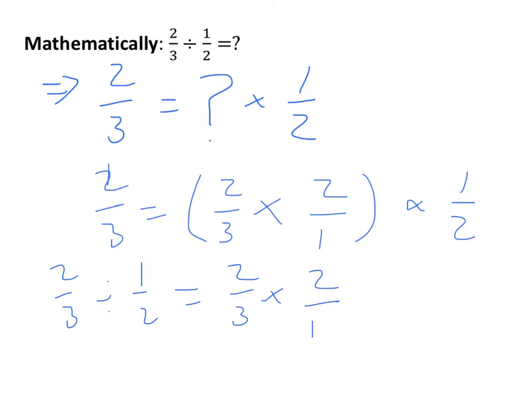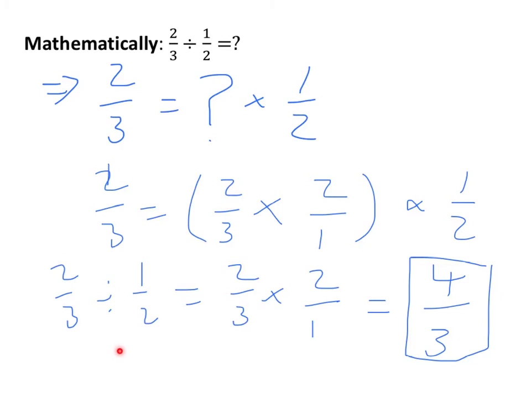Now what does that do for me? Well, this is multiplication of fractions. We already know how to multiply fractions. You multiply the numerators, you multiply the denominators. So we get 2 times 2 is 4, 3 times 1 is 3, and so there's my answer, 4/3. Exact same answer that we got conceptually, we just did this much more mathematically. Okay? But now look at what we did to do this division.